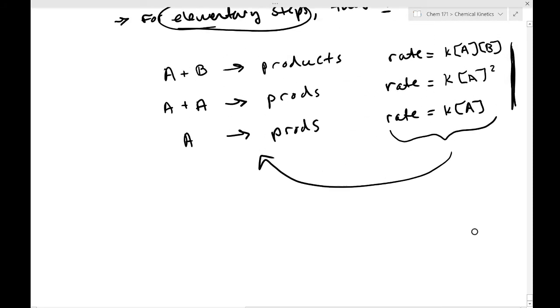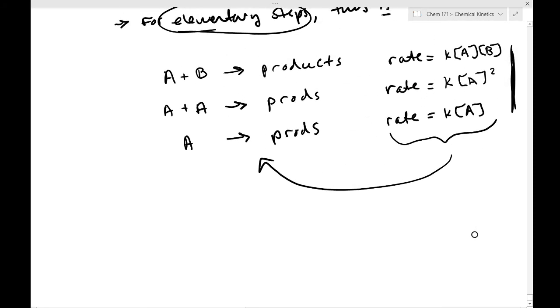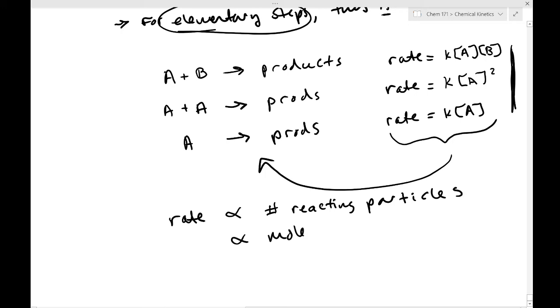And I guess it kind of makes sense here, but you can see from this that the rate that we produce is proportional to the number of reacting particles, or it's proportional to the molecularity.